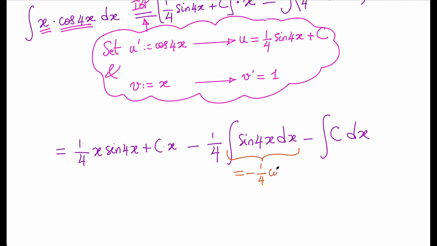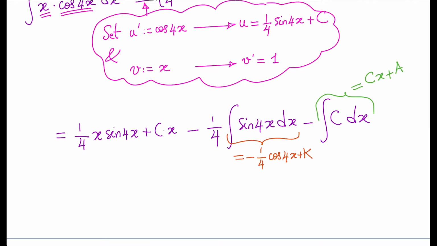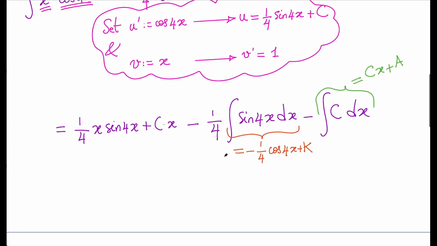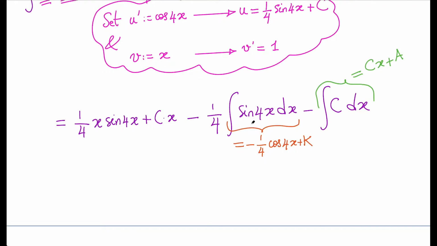1/4 cosine of 4x plus some other constant, let's call it k. Okay, and how about this guy? Well, this is simply cx plus a new constant. How about a for a constant? So c, a, and k are all constants of integration, correct? Okay, so now let's write down where we are. We finished the integration because we found the answer for this and we found the answer of this.